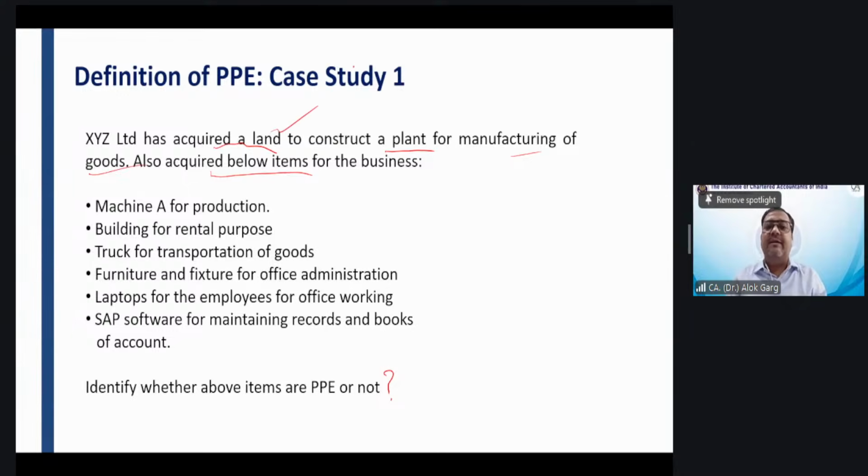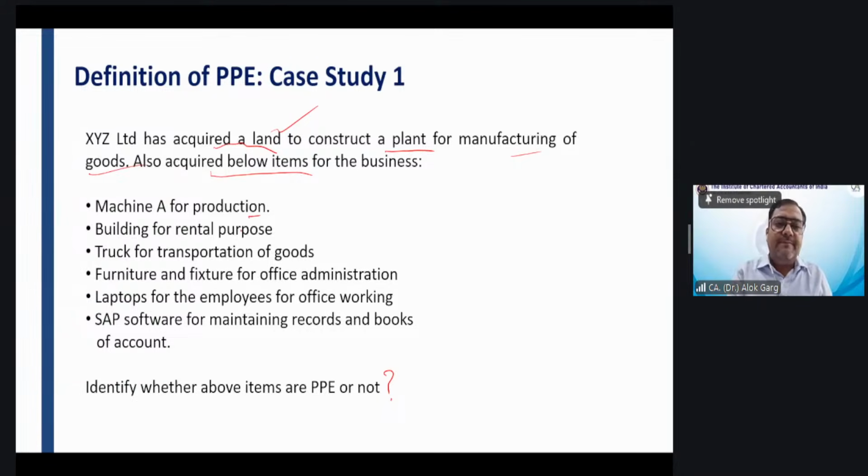Tell me, with this land they have acquired for constructing a plant, factory, whether this land is PP&E or not. Land is a tangible item held for use in production, supply, rental, administrative services, right? And more than 1 year is life. Land is a PP&E, okay? What about the factory? Yes, plant is also a PP&E, right? Okay. What about machine A? Machine A is a tangible item held for use in production. Life is of course more than 1 year. Yes, it is a PP&E.